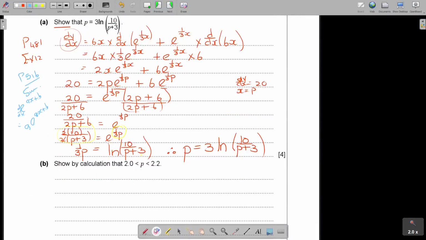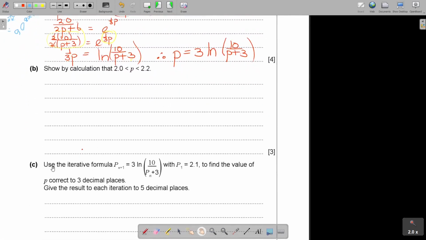Okay. Let's start with question number B. Show by calculation that p is bigger than 2 and smaller than 2.2. Now, it's almost like you don't know they are in numerical solutions, chapter 13. So it's sometimes better to look just a bit down and say, use the iterative formula. Oh, that is chapter 13.